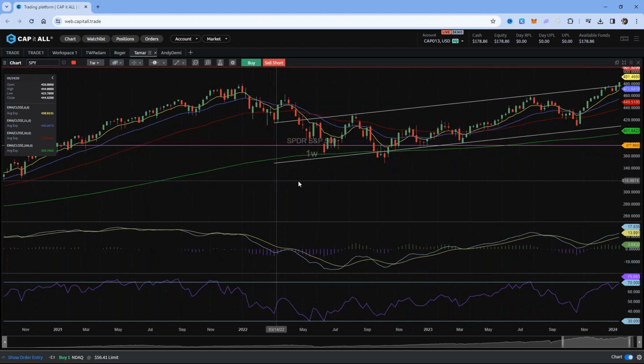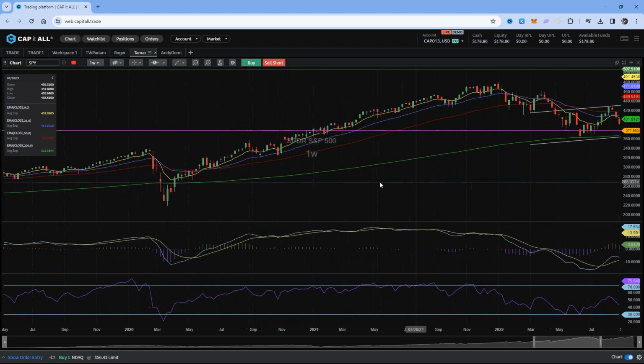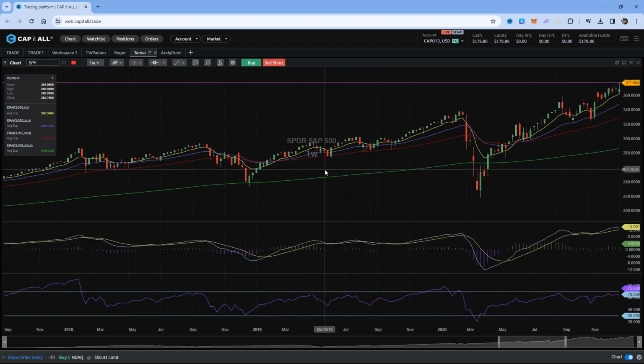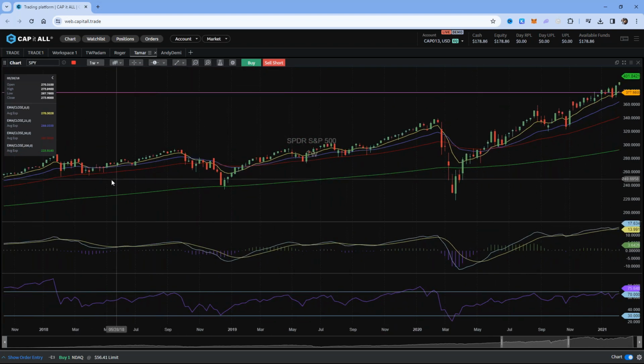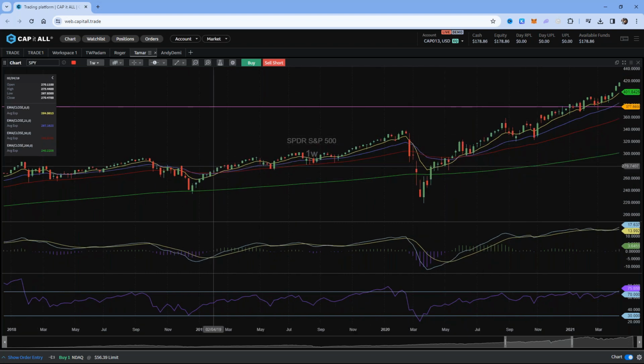Now, if you go back and have a look in the past, we've been pretty much above the 200 most of the time, apart from a few blips. But you can see when you have all three aligned this way, you have really nice trends. Let me point it out to you here. Here we had that perfect alignment. And then here it happened again. And then look how the market went higher.